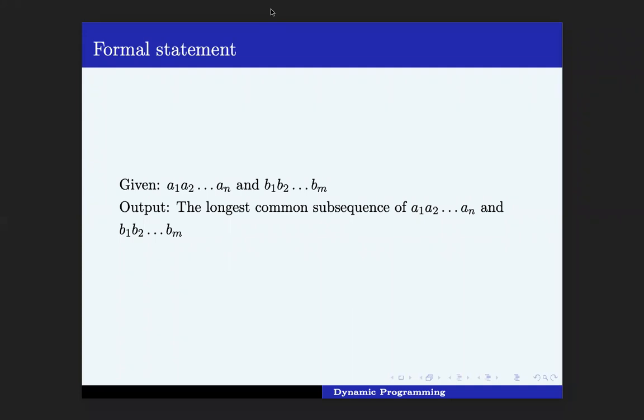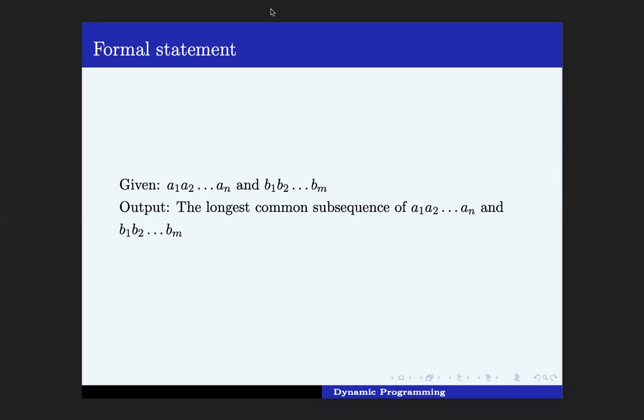Sir, we can take a recursive kind of approach, I guess. Suppose we know the longest common subsequence of A1, A2 up to AN minus 1 and B1, B2 up to BM minus 1. Okay, very good. And then we can check AN and BM. Excellent, excellent.